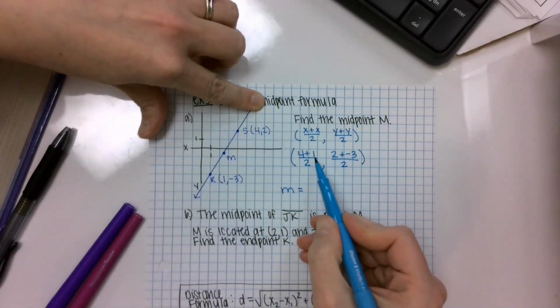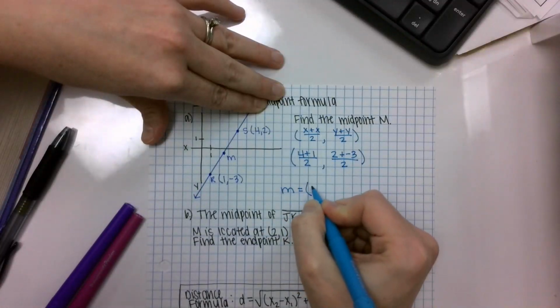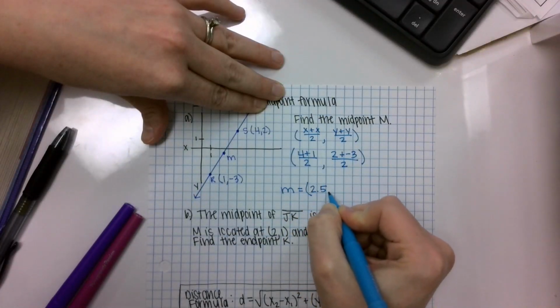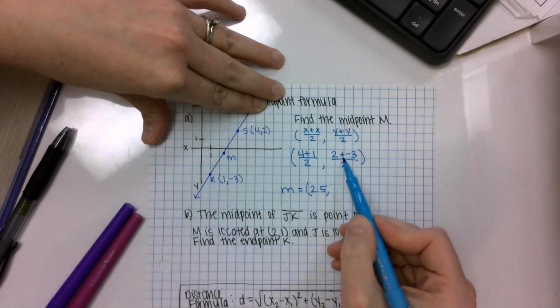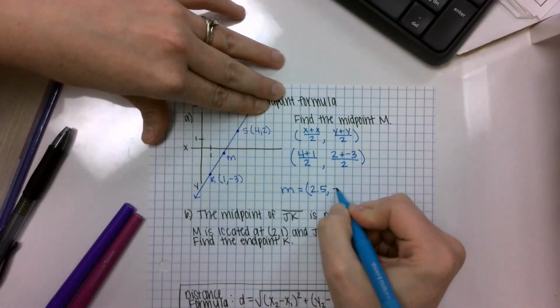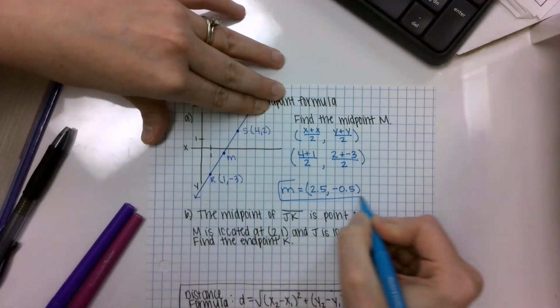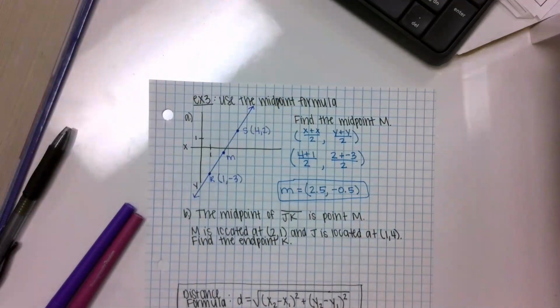4 plus 1 is 5, and 5 divided by 2 is 2.5. 2 plus negative 3 is negative 1. Negative 1 divided by 2 is negative 0.5. There is your answer for the coordinates for M.